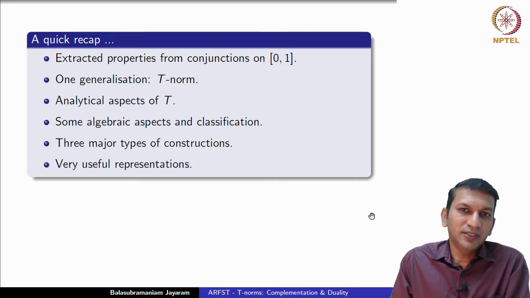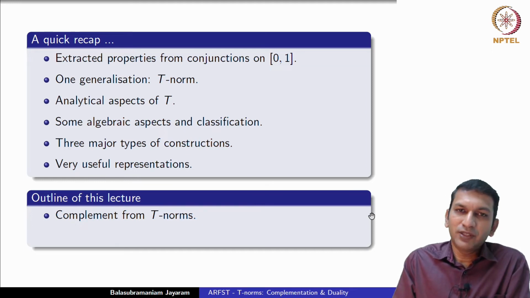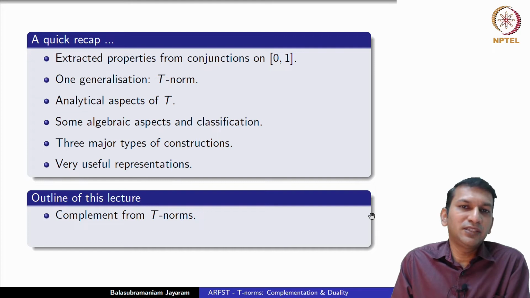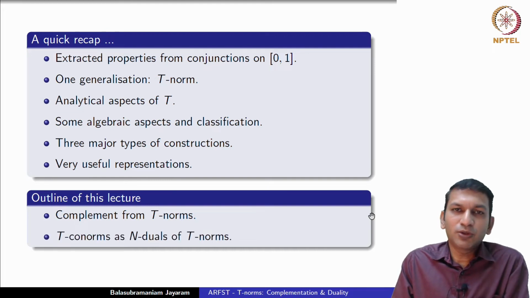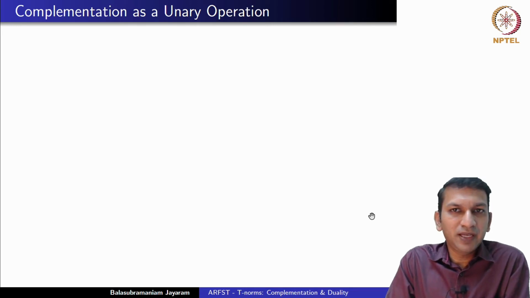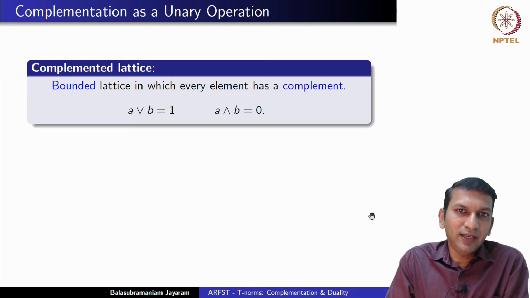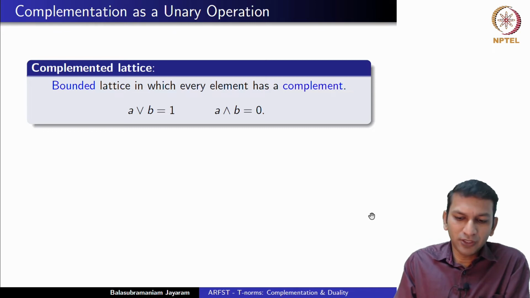In this lecture, we will look at obtaining a complement from a T-norm and also discuss fuzzy disjunctions. Again, one particular generalization of a fuzzy disjunction is the T-conorm, which can also be seen as a dual of a T-norm. We have seen what a complemented lattice is. It's a bounded lattice in which every element has a complement. Complement of an element means, given an A, B is said to be its complement if A join B is 1 and A meet B is 0.